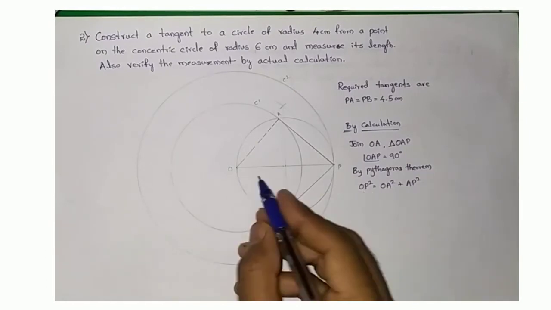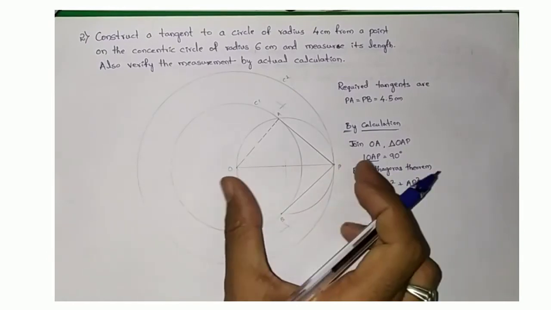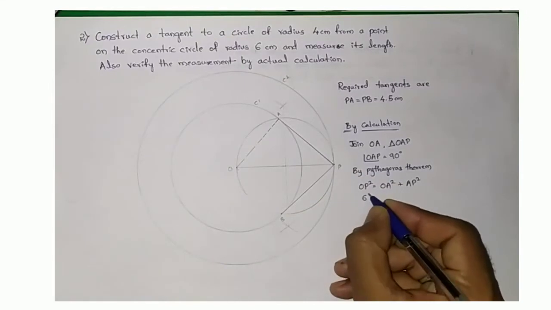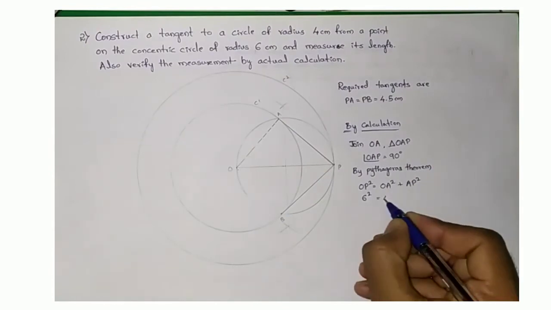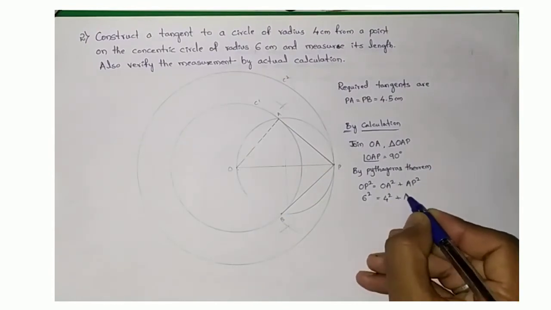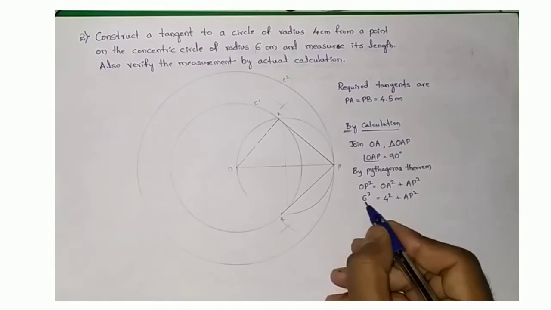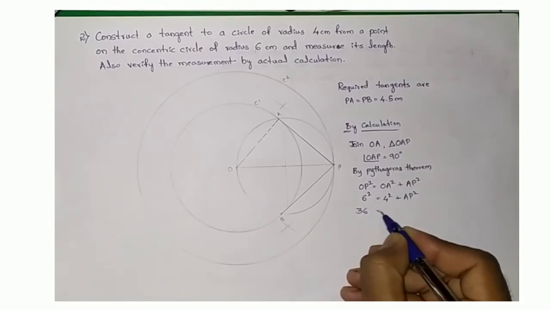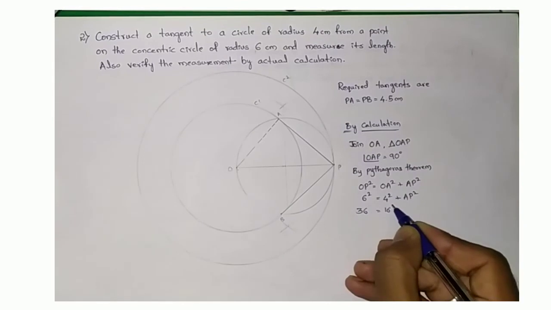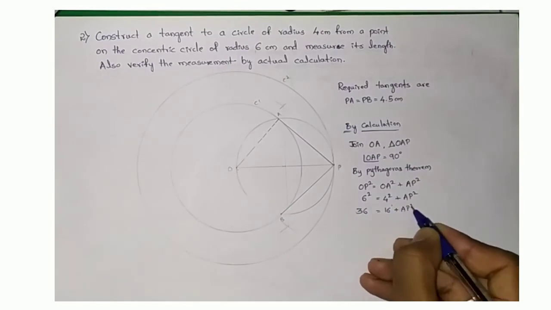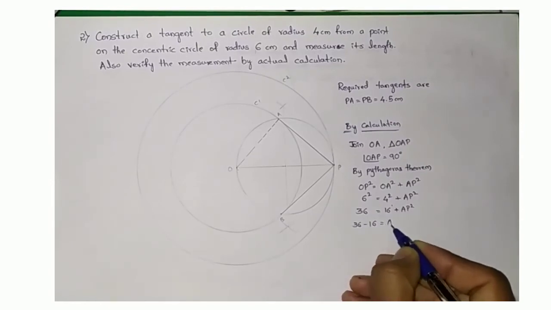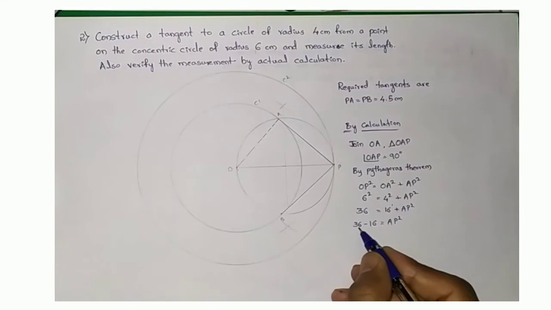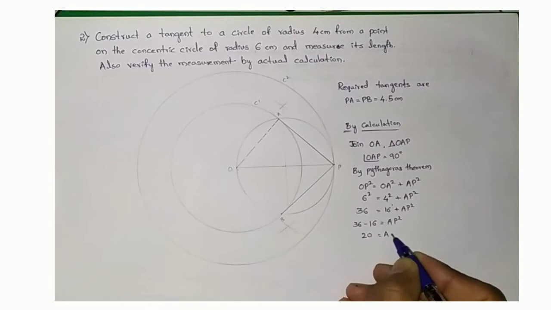So OP, how much? OP is the radius of the outer circle, that is 6 centimeters. So 6 square. Next, OA is the smaller circle radius, that is 4 square, plus AP square. So 6 6s are 36 equals 4 4s are 16 plus AP square. Take 16 this side, it becomes 36 minus 16 equals AP square. So 36 minus 16 we will get 20 equals AP square.